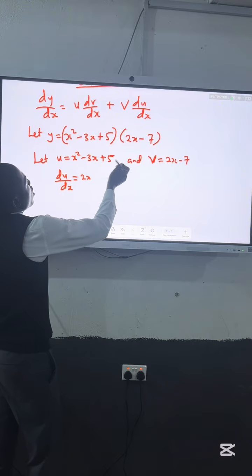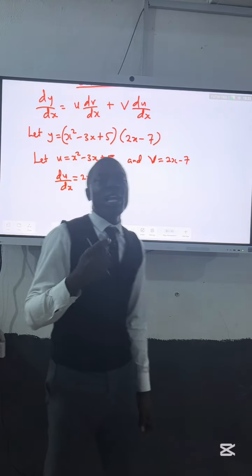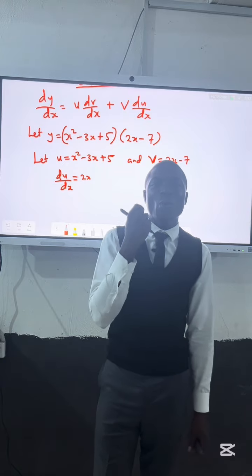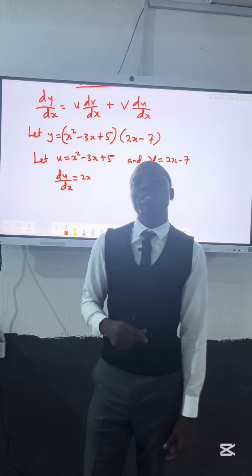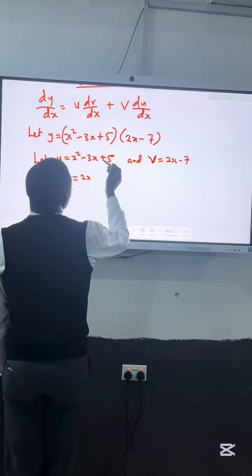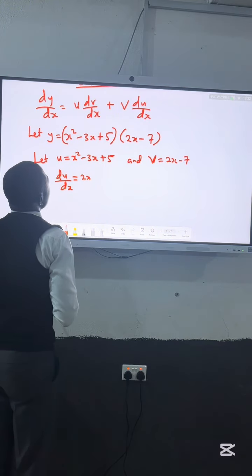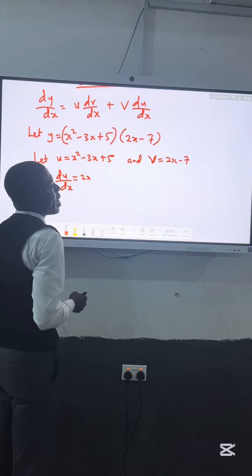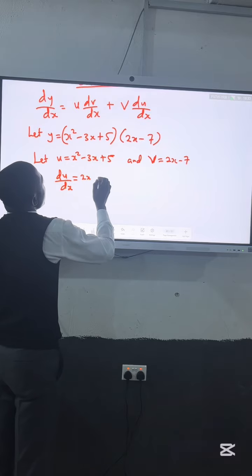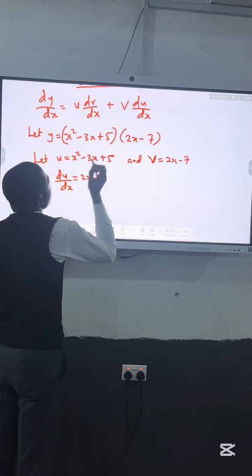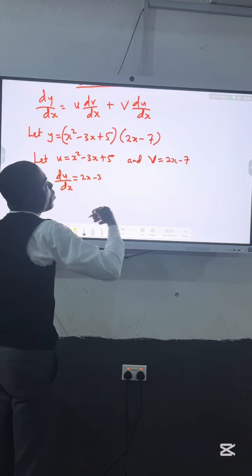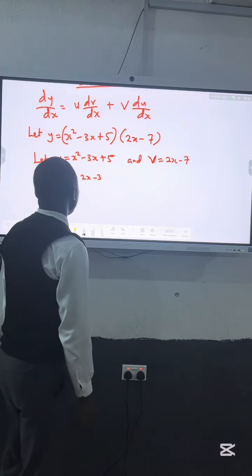If you differentiate plus 5, it's an ordinary number. We call it a constant in mathematics. If you differentiate a constant, you get 0, no matter how small or big the constant is. If you differentiate negative 3x, you're going to get negative 3. Then if you differentiate 5, which is a constant, it will become 0 and it will go away.